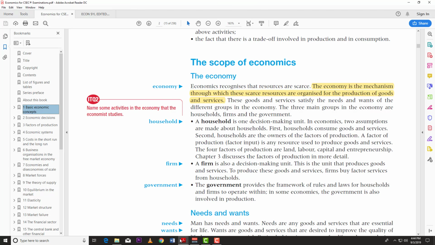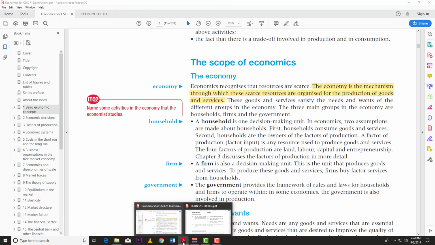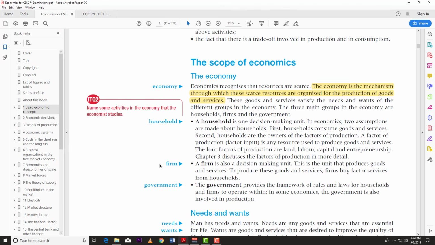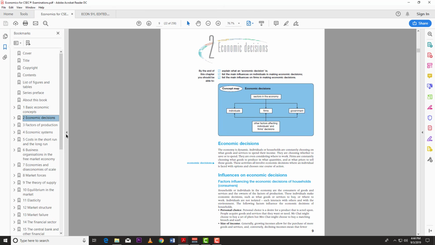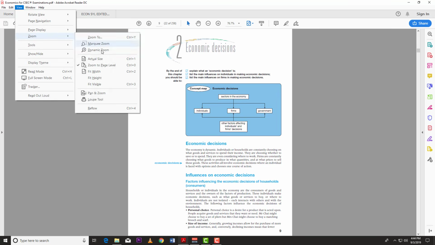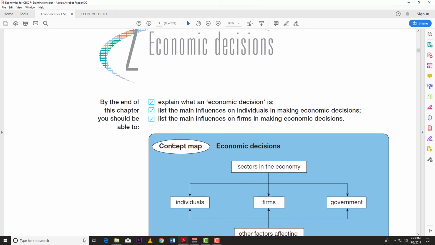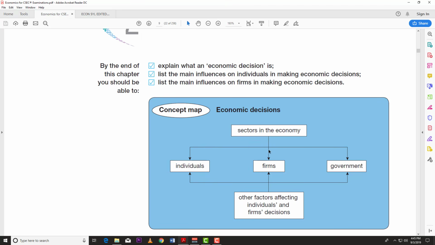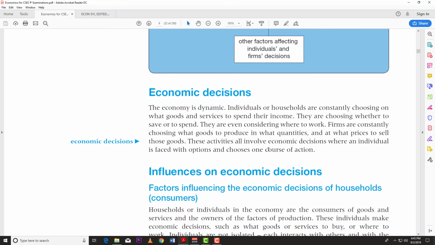What we're going to look at now is how these economic agents make certain economic decisions. So let's jump right into it. This one is going to be solely the textbook, the textbook that I think most of you are using. We're going to discuss what is here, a very quick, short chapter: explain what an economic decision is, list the main influences on individuals in making economic decisions, and list the main influences on firms in making economic decisions.